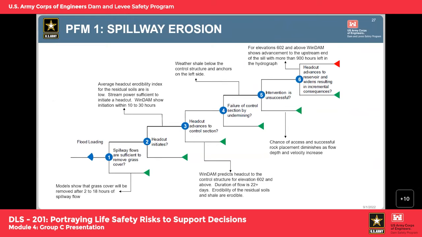For the breach node, this was also informed by Windam modeling and estimated advancement rates for that additional 350 feet of residual soil to get to the spillway crest. The models show that there's more than sufficient time in the hydrograph left after undermining the sill, after undermining the control structure, to progress the failure mode all the way to full breach.